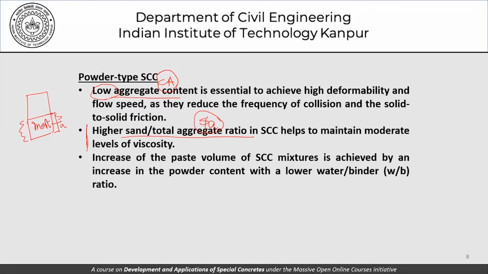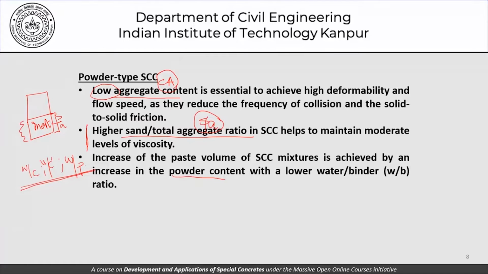The increase in the paste volume of self-compacting concrete mixtures is achieved by the increase in the powder content. That's what we talked about just now. We said that there is a water-cement ratio, there is a water to cementitious material ratio, and there is a water to powder ratio. They are not the same thing as far as self-compacting concretes is concerned.